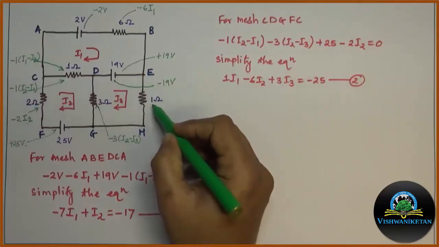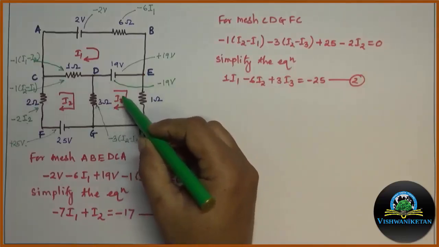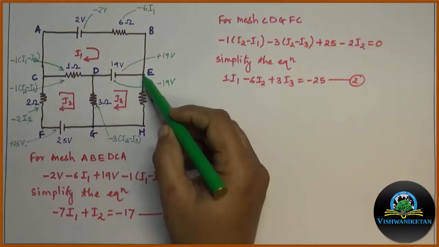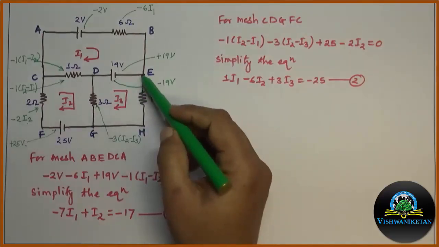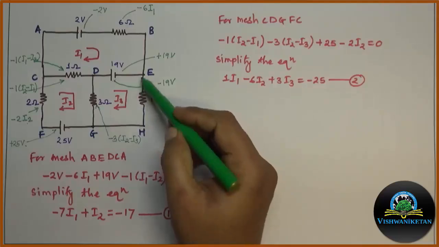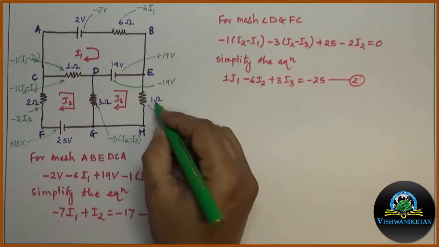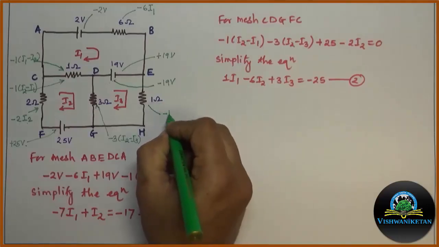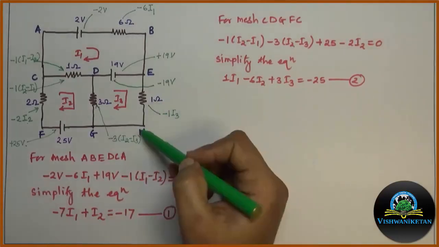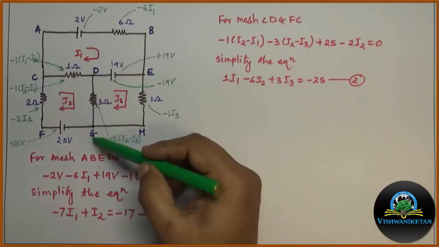Next element is E to H. We have a 1 ohm resistor. The current flowing through the 1 ohm is I3. Now, the mesh direction is E to H and my current direction is also E to H. So, both directions are same. Hence, the voltage drop across the 1 ohm resistor will be minus 1 into I3. Then H to G, no element is there.